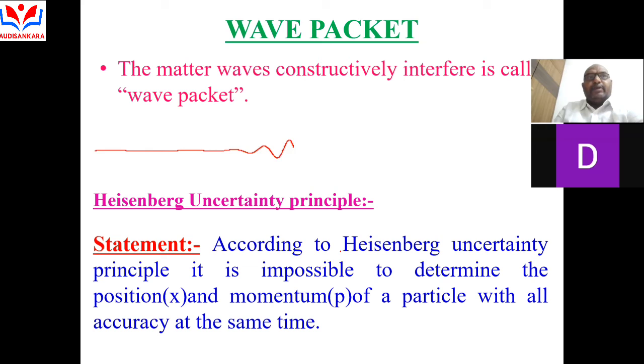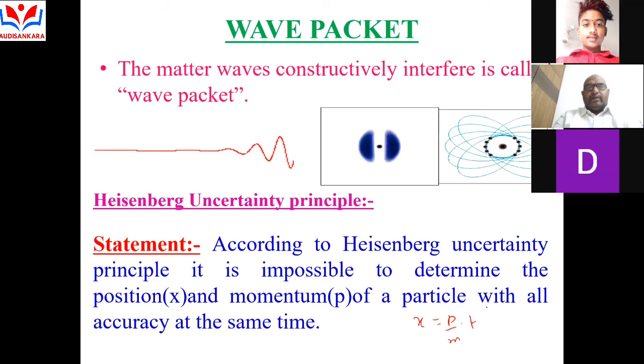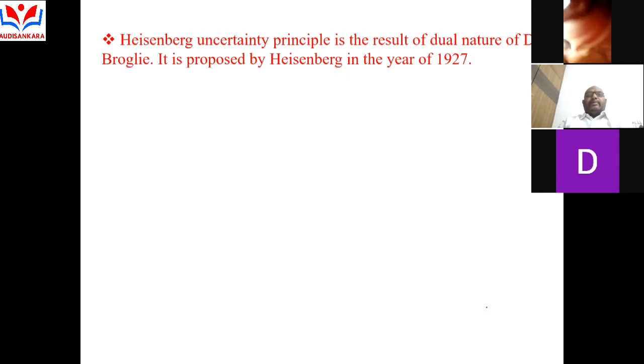Relating the position and momentum, you get x is equal to p by m into t. So it is clear that at time t, the particle position and momentum can be measured accurately. The Heisenberg uncertainty principle is the result of the dual nature of de Broglie's matter waves. It was proposed by Heisenberg in the year 1927.